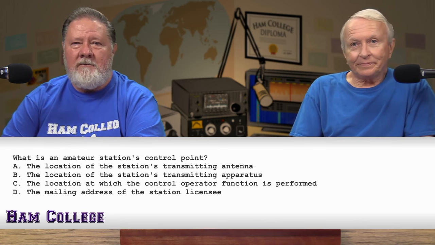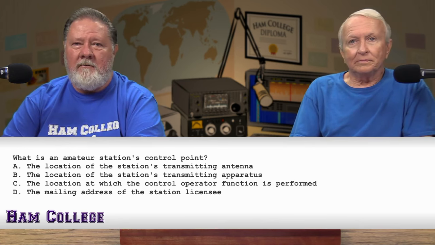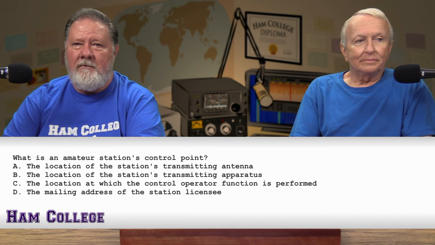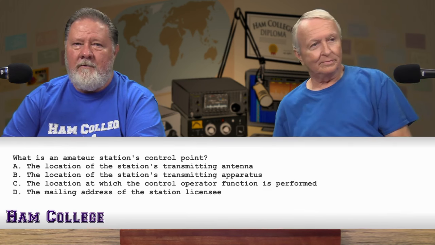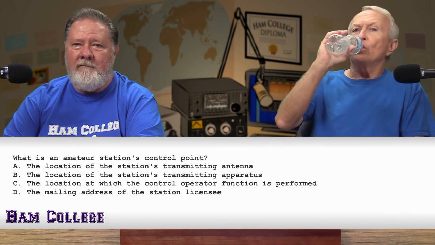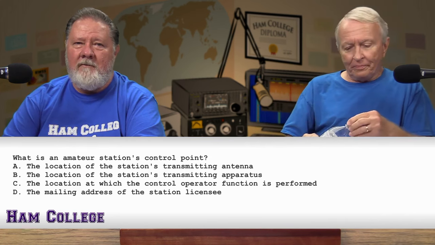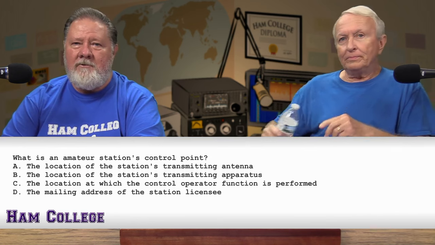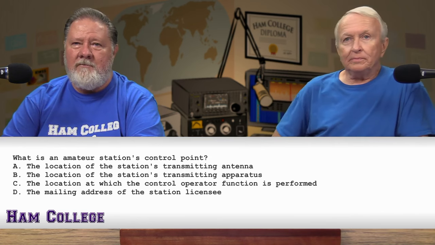The location of the station's transmitting antenna. Amateur station's control point. No. Location of the transmitting apparatus. C, the location at which the control operator function is performed. That's going to be the one, C.